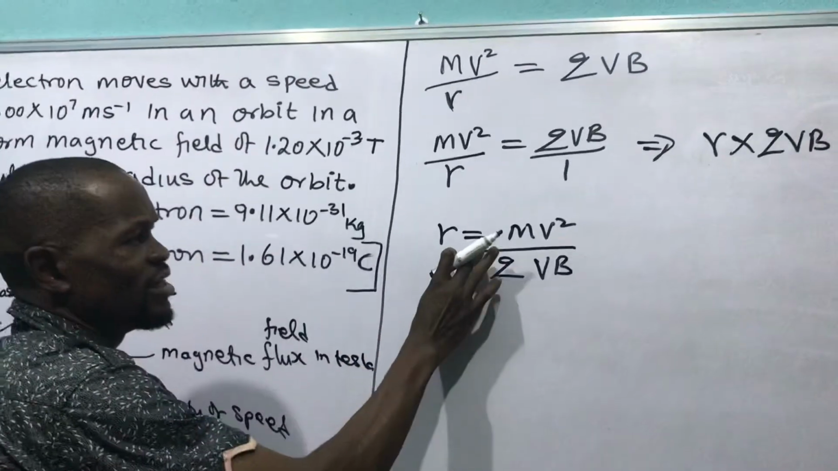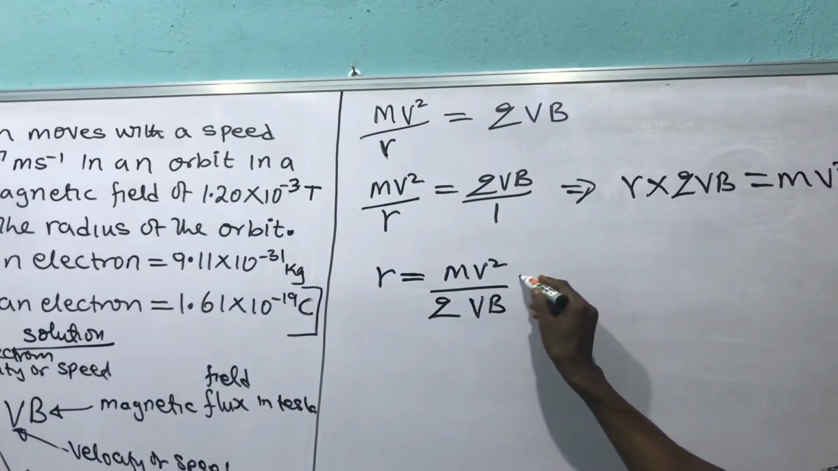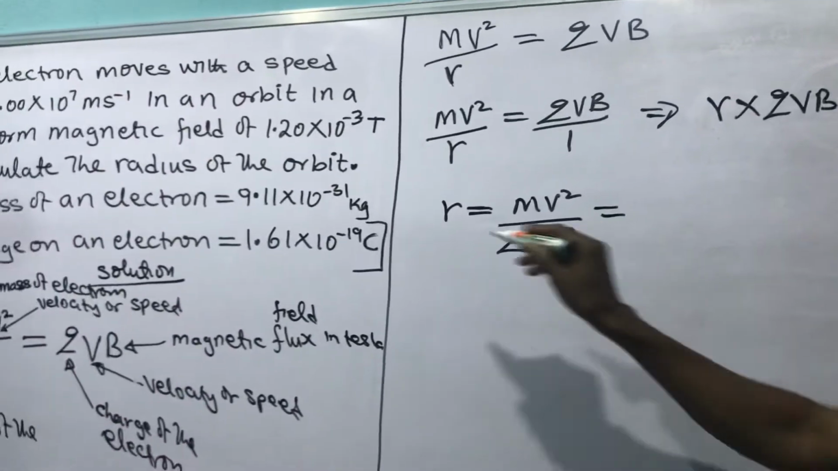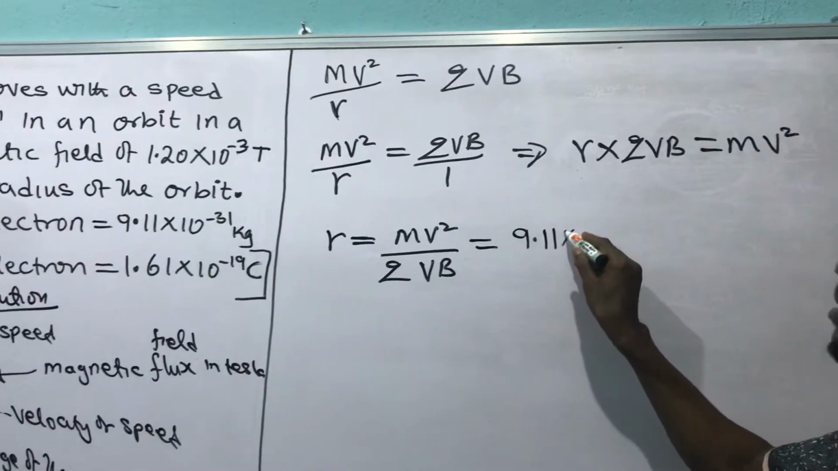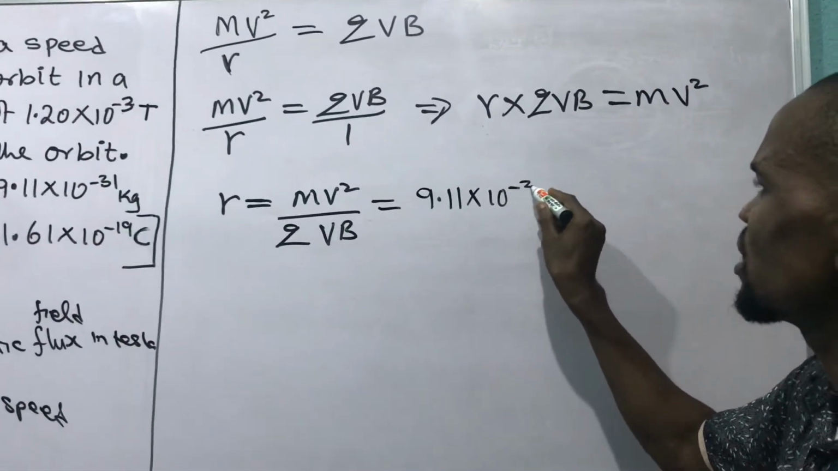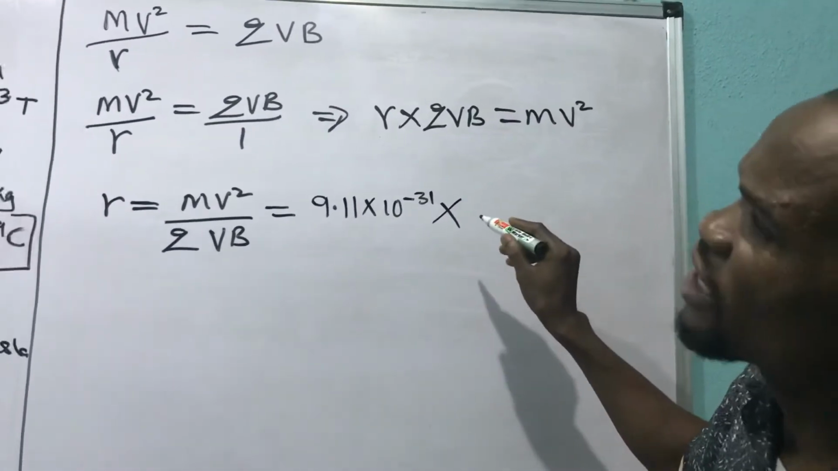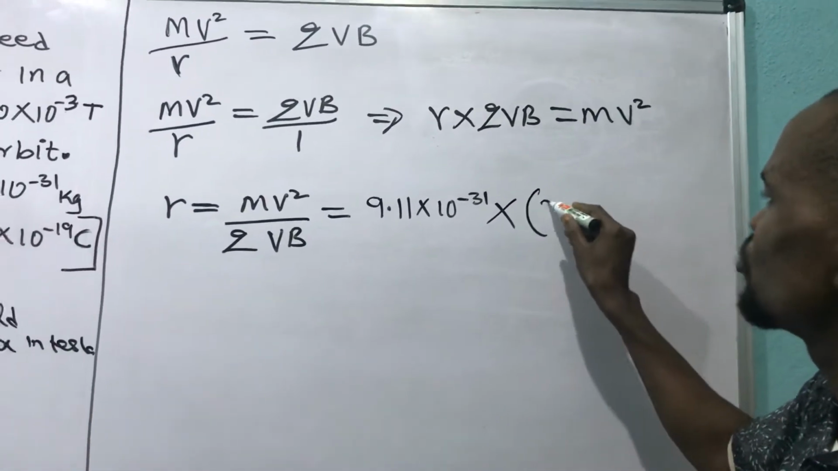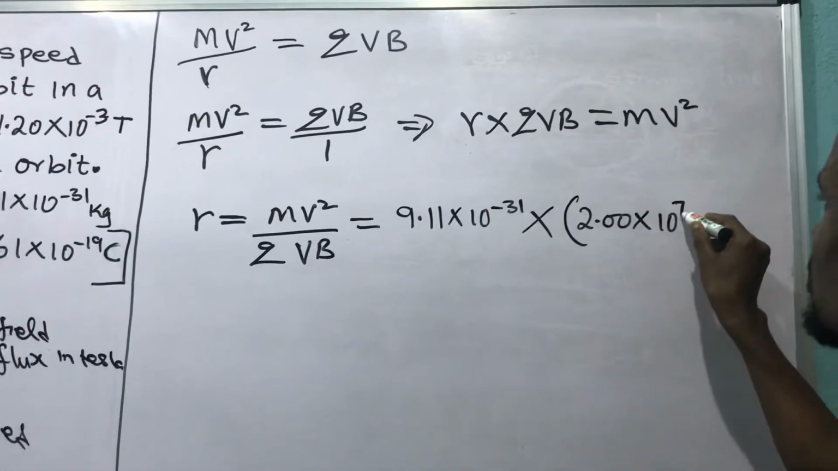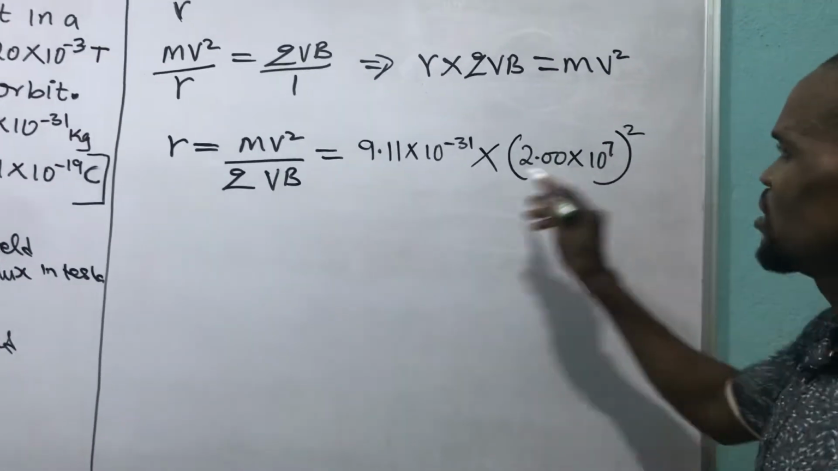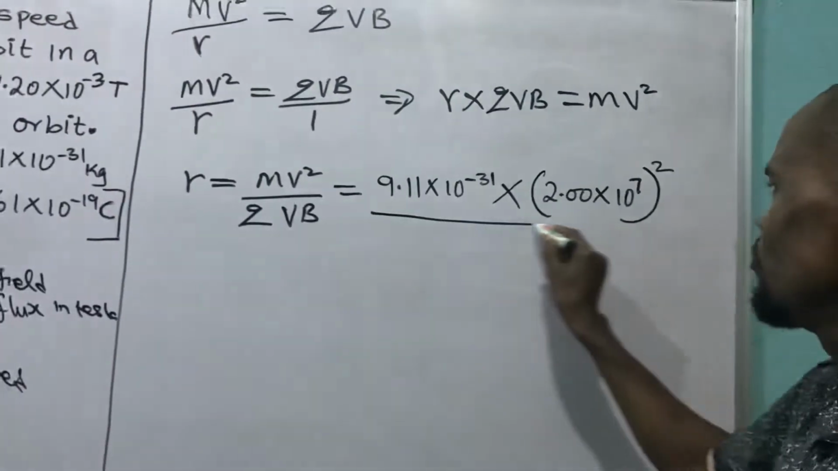You get what I'm saying? Then substituting the value, this will be equal to the mass of electron, which is given to me over there, which is 9.11 times 10 raised to power minus 31 times the velocity, which they gave me to be 2.00 times 10 raised to power 7 all squared. You know why I'm squaring it? It's velocity squared in the equation all over.